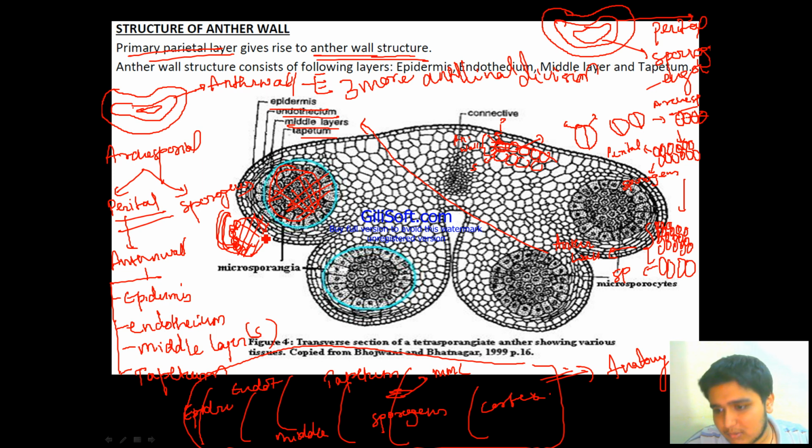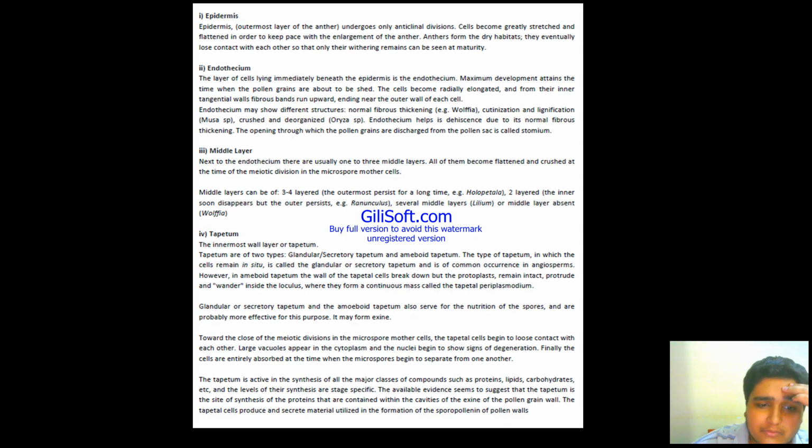Microsporangia will form the pollen. But we aren't worried about that at the moment because we haven't touched the topic. What we are worried about is the outer cells, the parietal cells, which form the wall. Now let us discuss these 4 layers in detail.